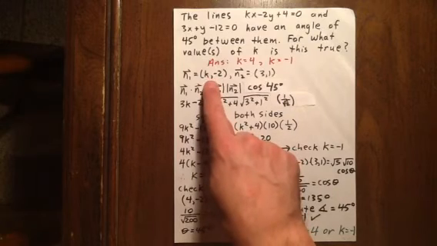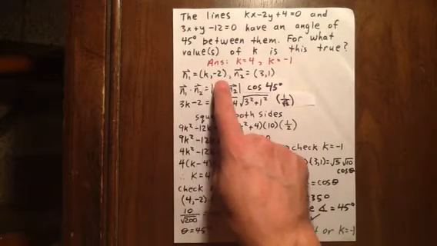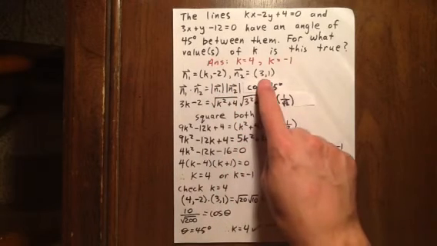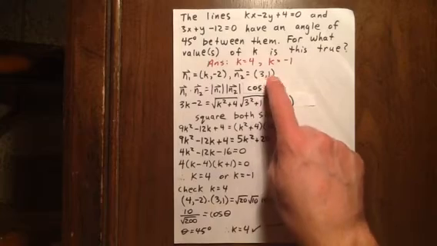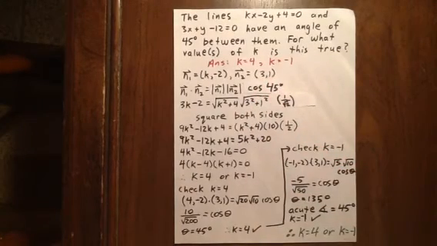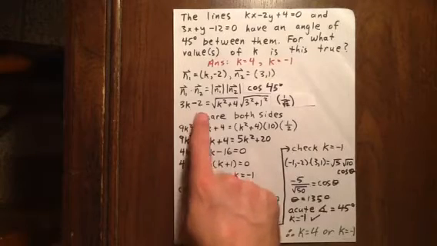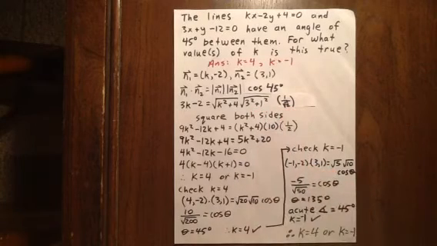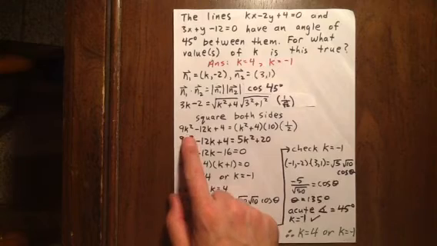Then this first normal vector has a magnitude of the square root of k squared plus negative 2 squared, and the second one has a magnitude of the square root of 3 squared plus 1 squared. Cosine of 45 degrees is, of course, 1 over root 2. And so we see that 3k minus 2 is equal to this quantity times 1 over the square root of 2. Well, what we can now do is square both sides.